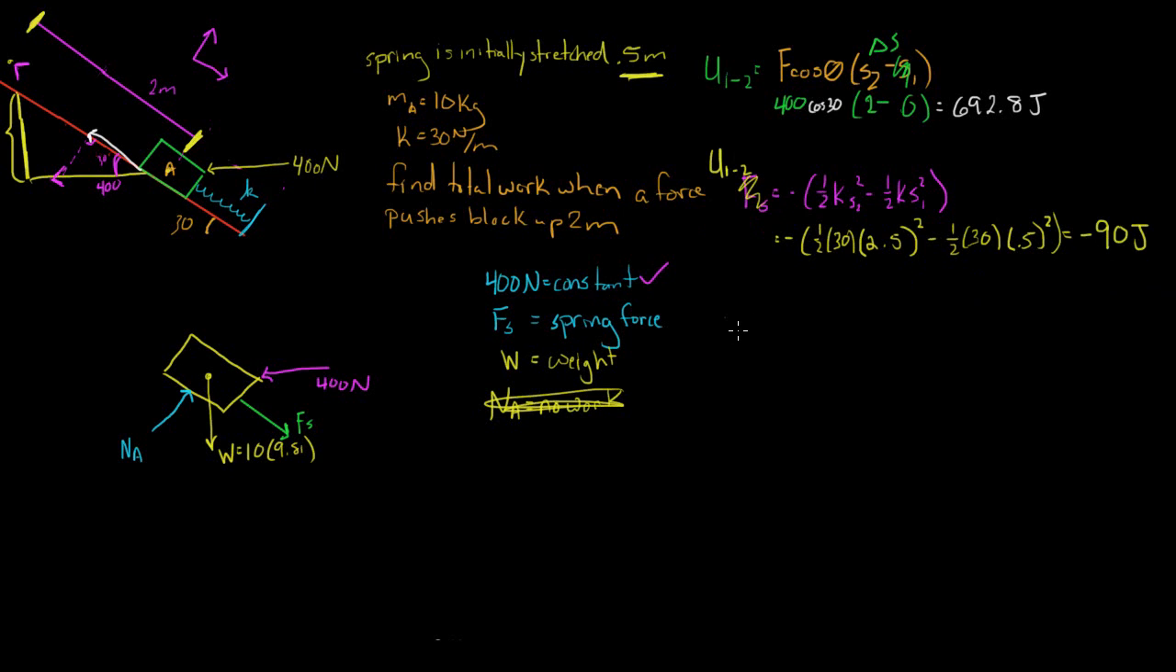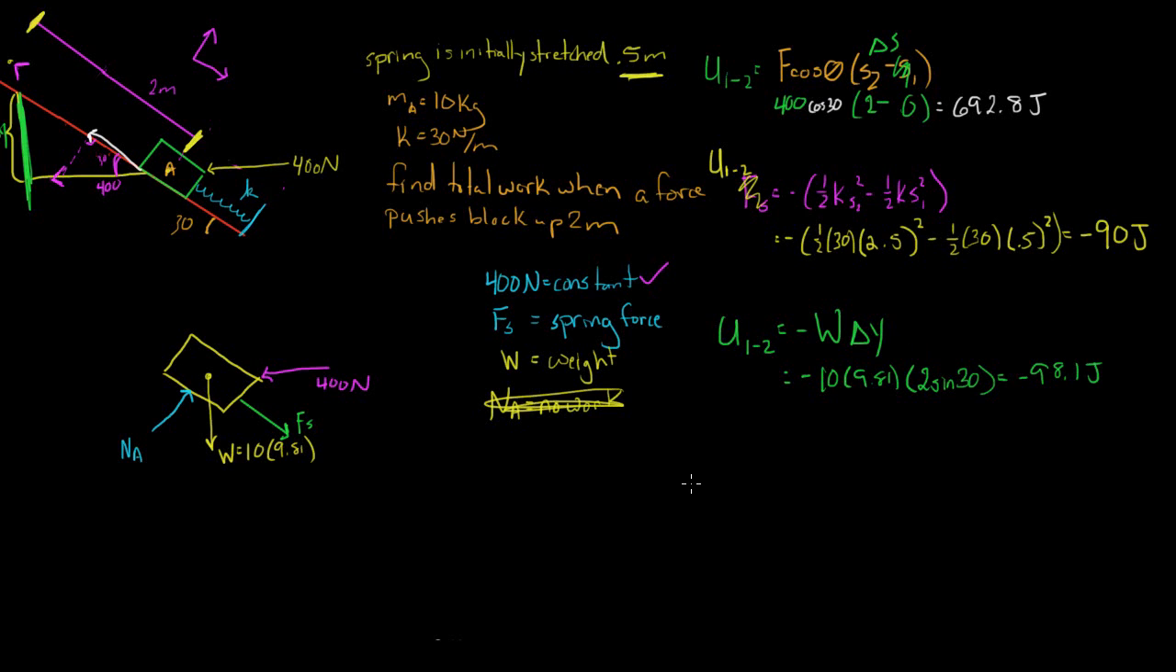Now we just have to account for our weight, and the work of the weight from 1 to 2 is equal to minus the weight times our change in height, delta y. So this is going to be equal to minus 10 times 9.81. Since we're going up, this is going to remain a negative because delta y is a positive value. Our change in height right here is going to be this 2 meters times the sine of 30, and that will give us this distance right here. So 2 times the sine of 30, and this is going to be equal to minus 98.1 joules.